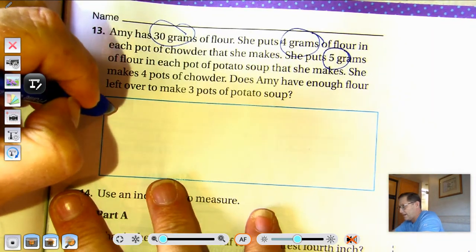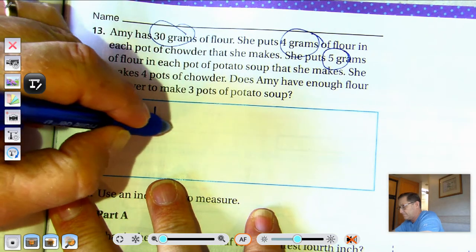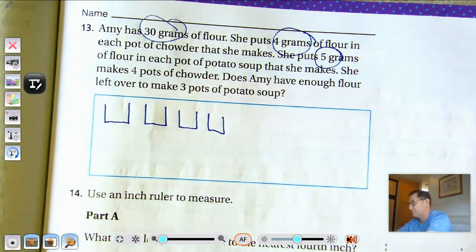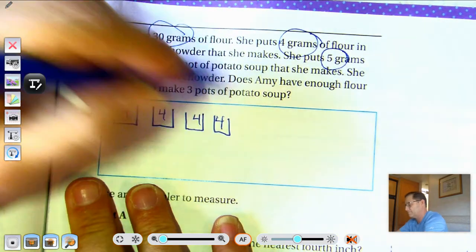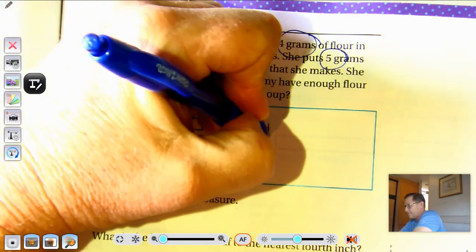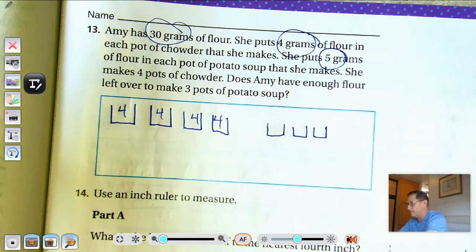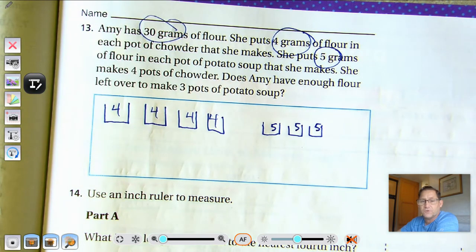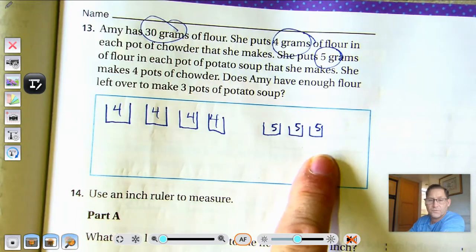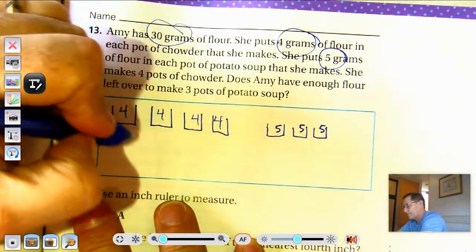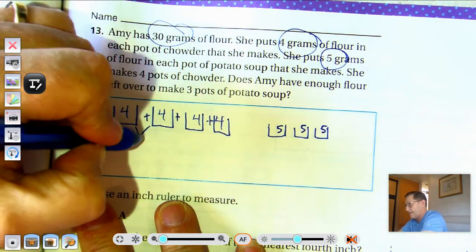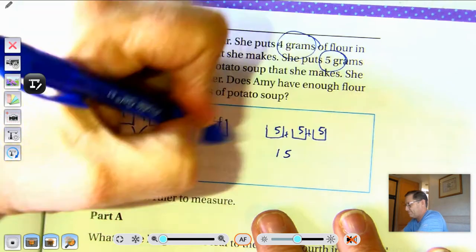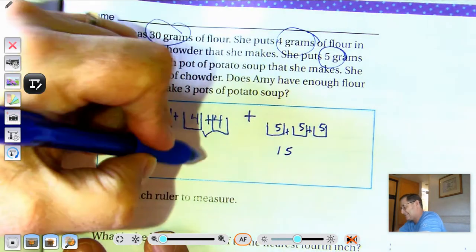So let's see. We have 4 pots of chowder. And in every pot of chowder, she uses 4 grams of flour. All right. And then she wants to make 3 pots of potato soup. And that would be 5 grams in each. So she only has 30 grams. So if this adds up to more than 30, she doesn't have enough. So let's see. 4 plus 4 plus 4. Okay, 4 and 4 is 8. 4 and 4 is 8. And over here we know that 3 fives is 15, right? Okay. So 8 and 8 is 16.